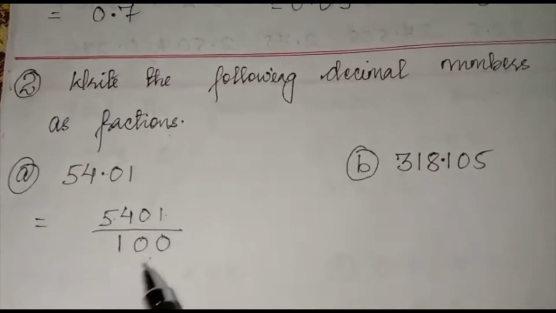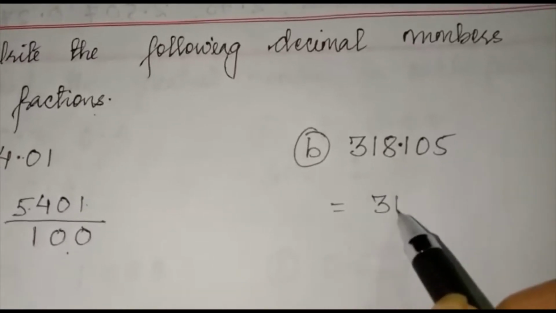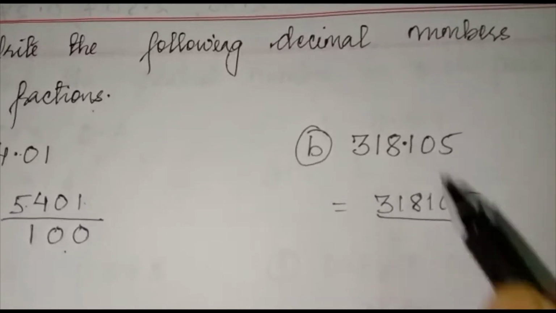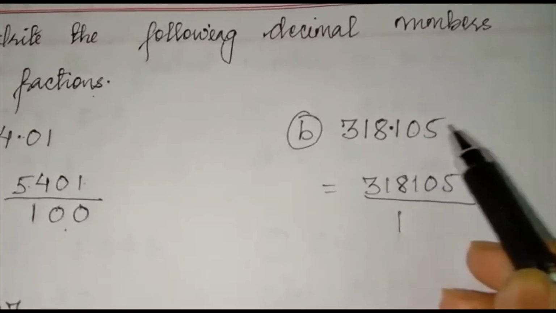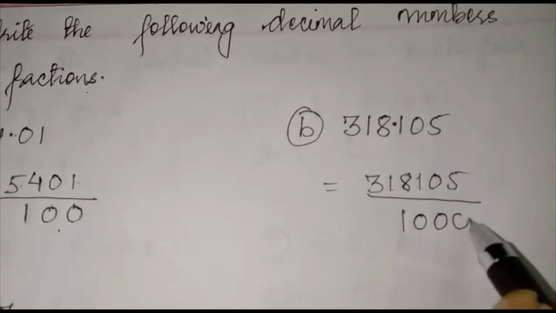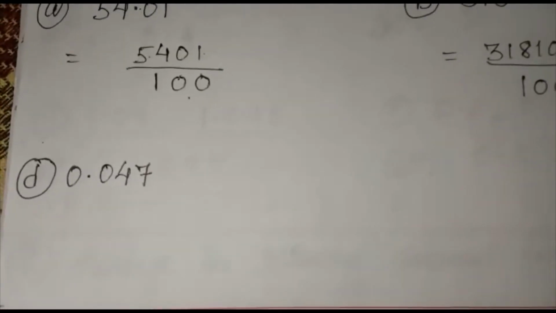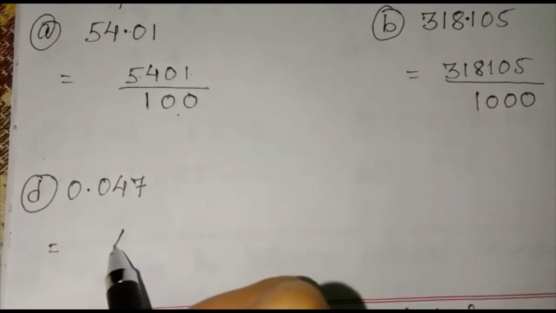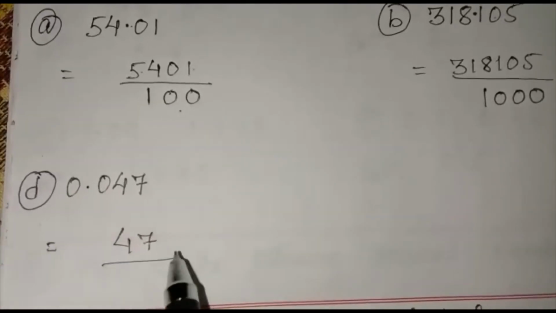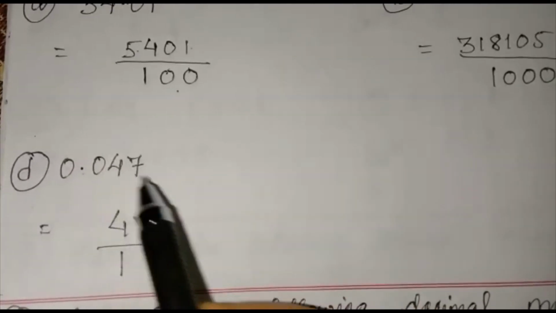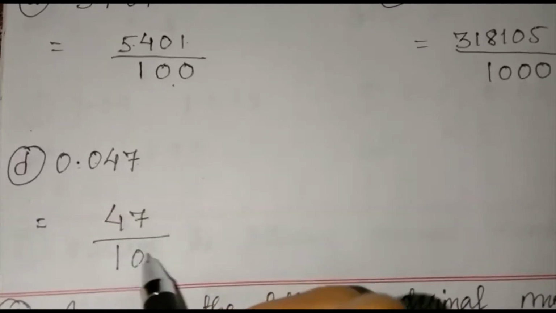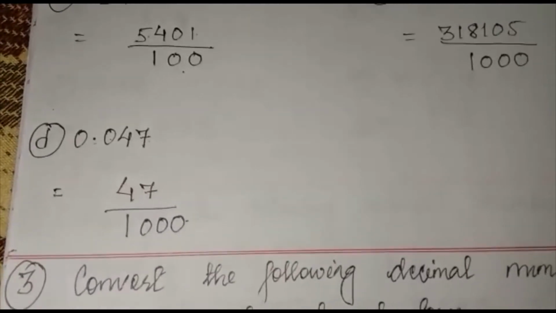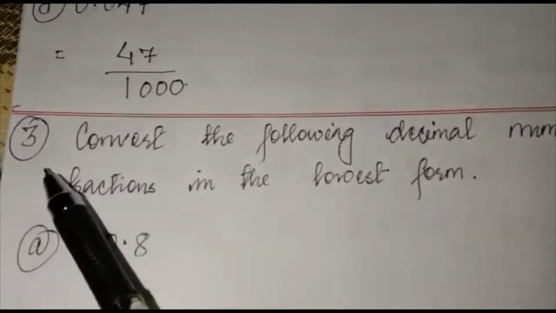5401 divided by 100. Next is, first you copy this number divided by. Now in place of the decimal write 1. 1, 2, 3. 3 zeros you have to add. This is your answer. Now next is 0.047. So you write only 47. Then divided by, in place of the decimal 1, and after the decimal 1, 2, 3. 3 numbers are there. So 47 by 1000.